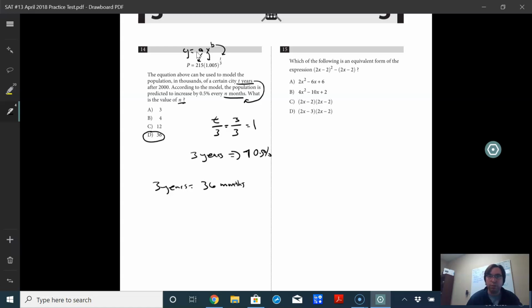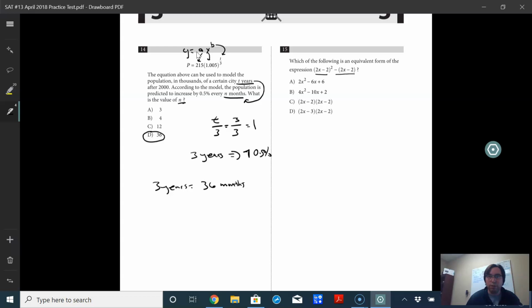Okay, number 15. So what we have here is adding and subtracting of polynomials. And the thing to kind of keep in mind on this one is we have this expression here that we have to expand, and then minus this.